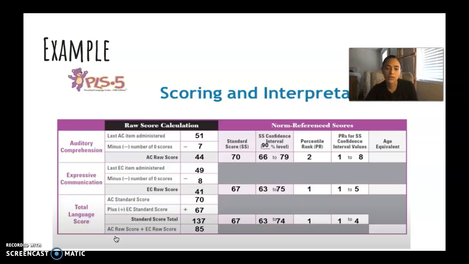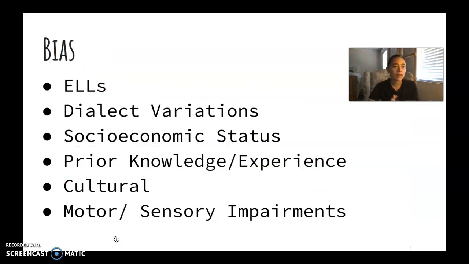So we can see that auditory comprehension, the child got 70, and expressive communication, the child got 67, and total language score, the child got 67 as well. Based on this scoring, we can see that the child has a significant language delay and a moderate delay in receptive and expressive language. So we can probably put this child in an early intervention program just to help the child get back on track. Now there are different biases based on this test.